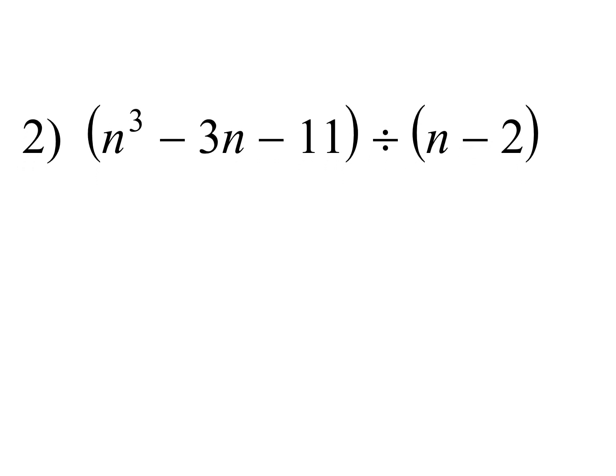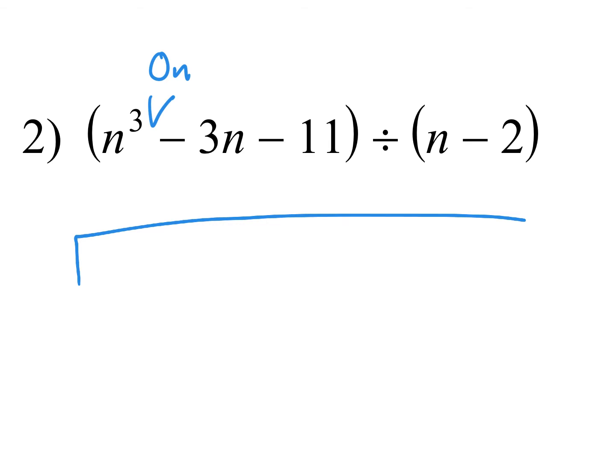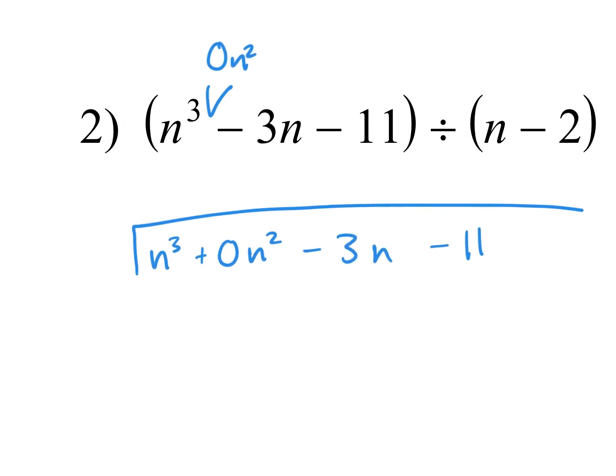Am I missing anything in number 2? I'm missing the squared term. So what do I have to put in that place? 0n squared. So I have n to the third power plus 0n squared minus 3n minus 11. And then outside I have n minus 2. What do I do first? Divide.